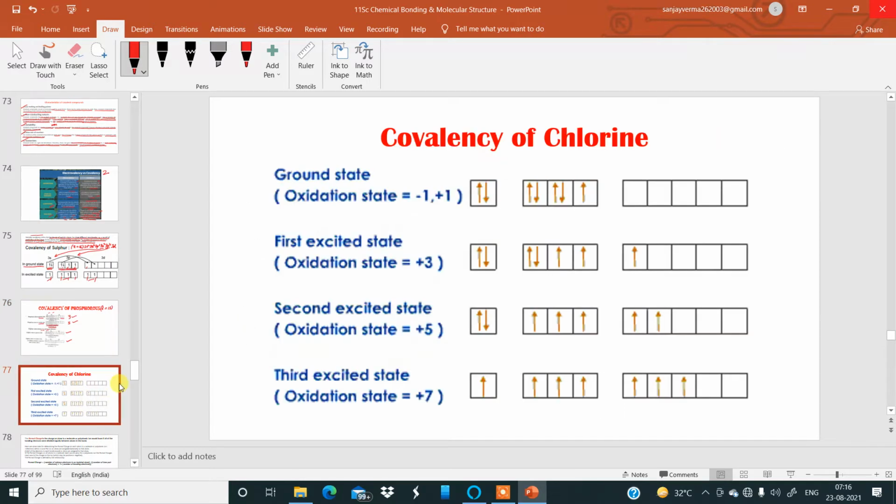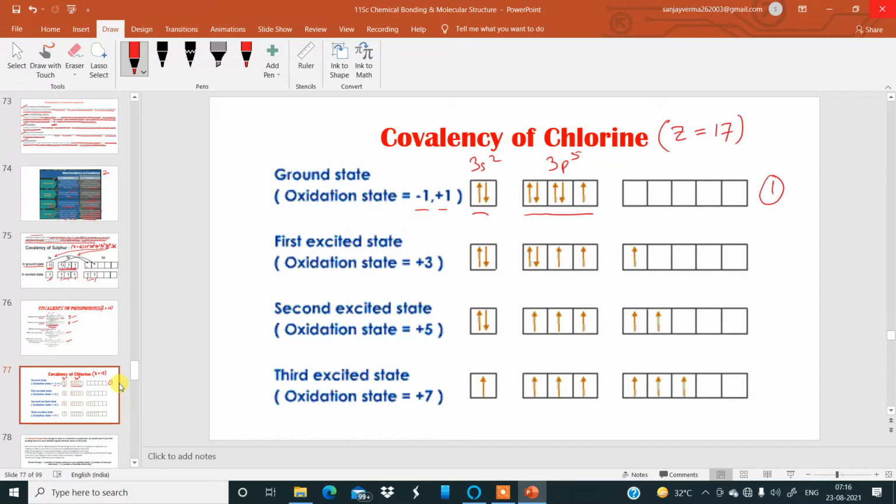Now moving to the next example, covalency of chlorine. Chlorine has an atomic number of 17. Its electronic configuration is 1s2, 2s2, 2p6, 3s2, 3p5. Okay, so there are 5 electrons in the 3p subshell. Okay, now this is the ground state. In the ground state, it has an oxidation state of -1 and +1. Okay, it can show a covalency of 1, over here.